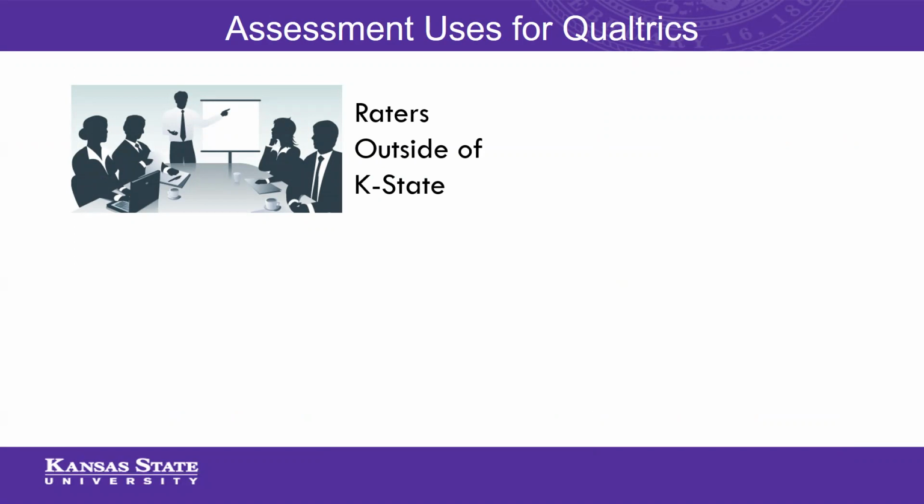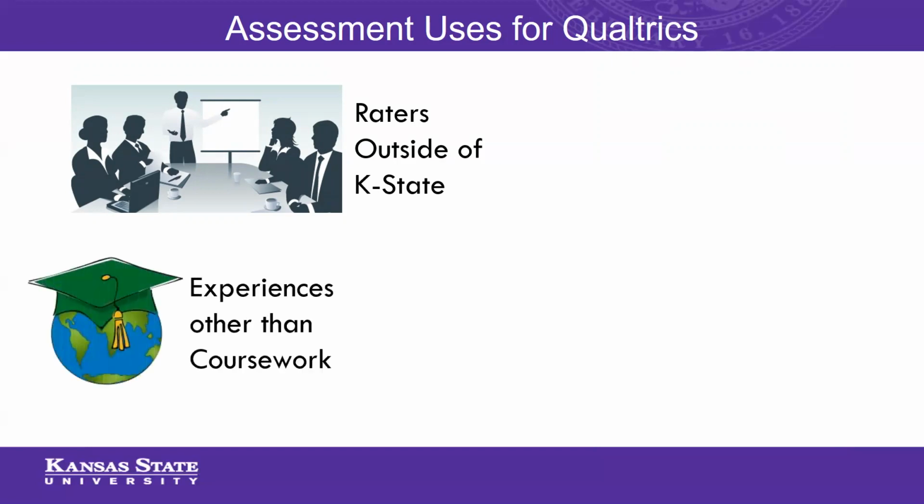So this would be something like an internship supervisor or some other kind of outside rater, maybe an outside assessor, an expert in the field who you brought in to give a second opinion or a corroborating opinion on student work. This has been used in our arts areas to bring in those people who are professionals in the field to rate the students alongside the faculty and give them feedback. So Qualtrics can be used for that.